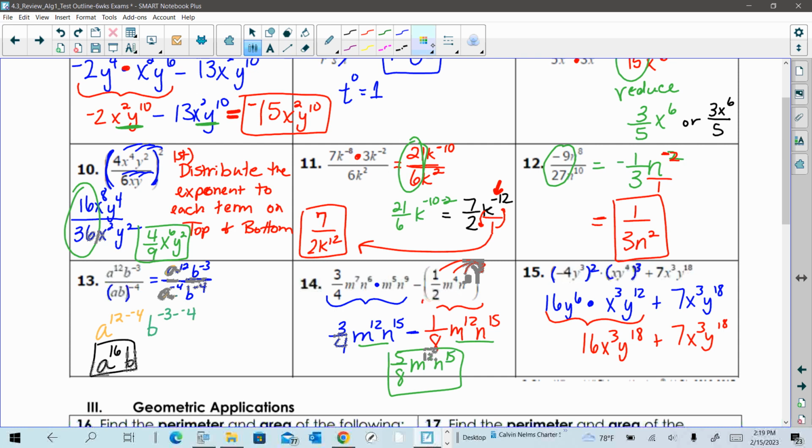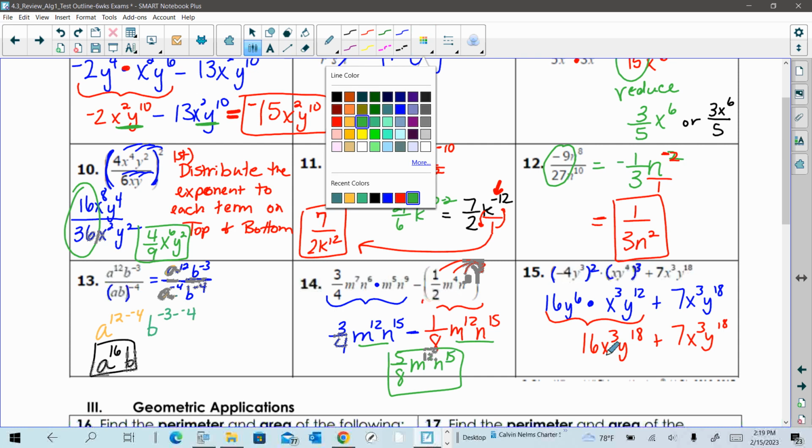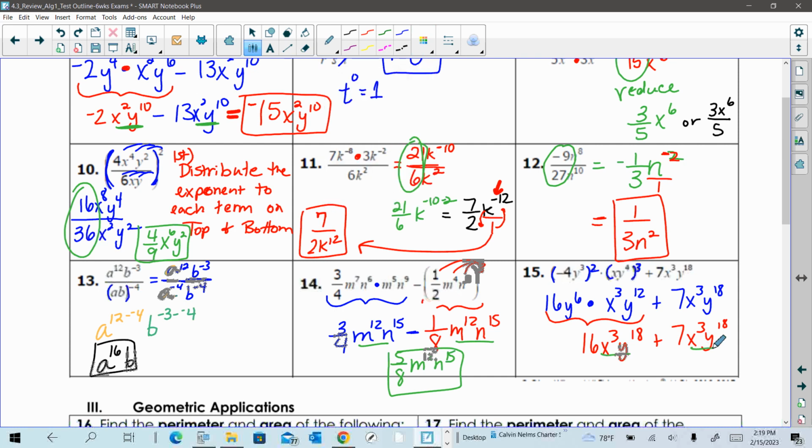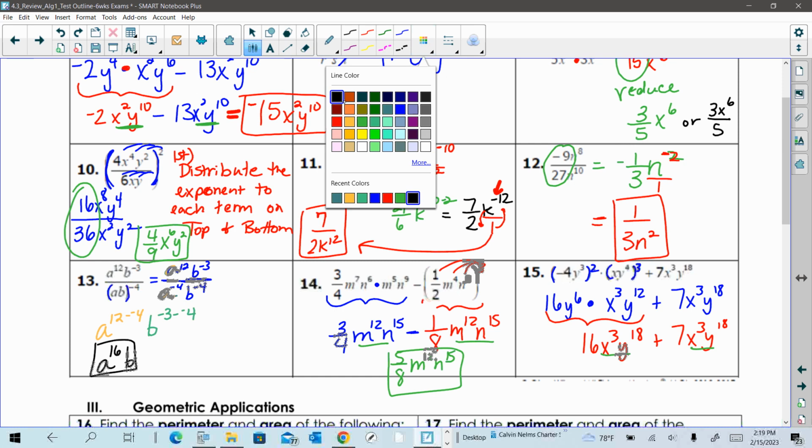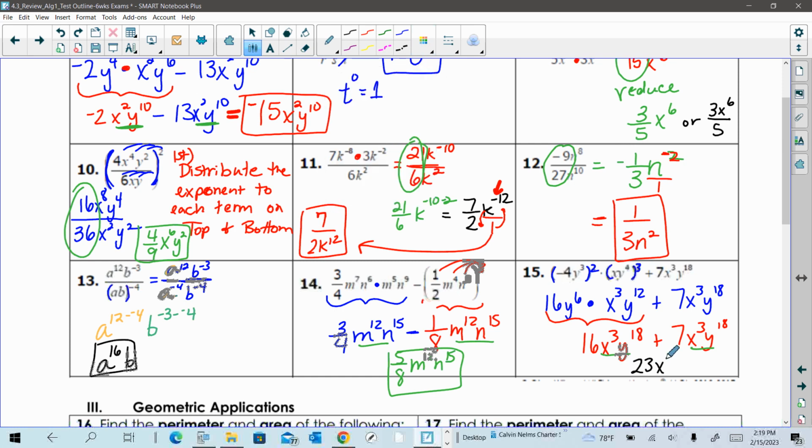Because now, hopefully you see that these are like terms here. So our answer is just 23x to the third, y to the 18th. We do not add the exponents when we're combining like terms. We only add exponents when we're multiplying, okay?